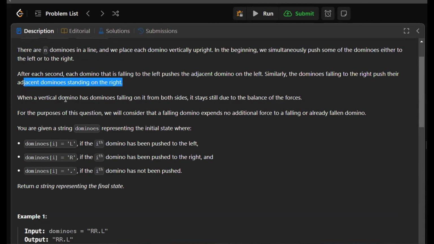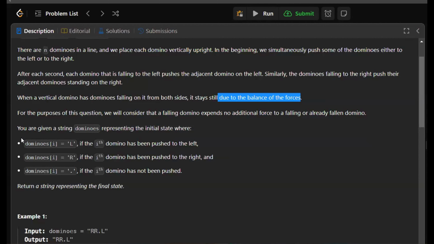When a vertical domino has dominoes falling on it from both sides, it will stay still due to the balance of the force. Now, for the purpose of this question, we will consider that a falling domino expends no additional force to a falling or already fallen domino.